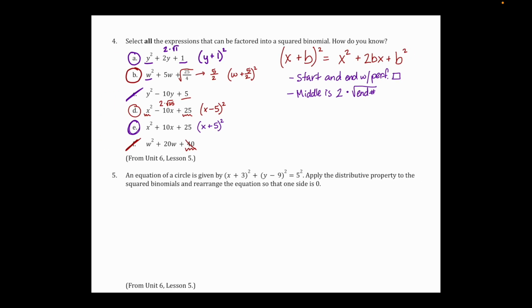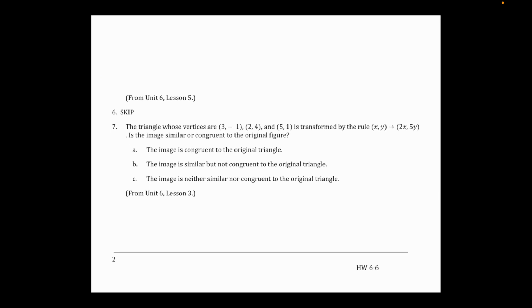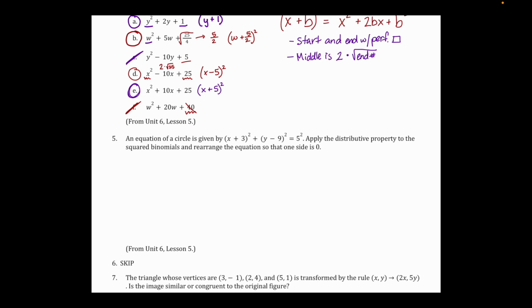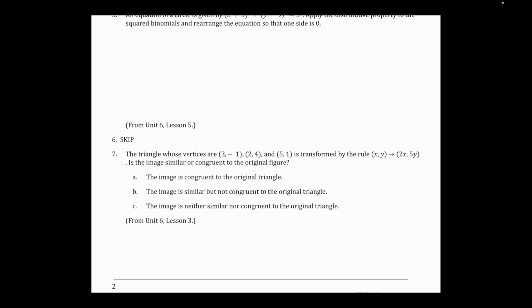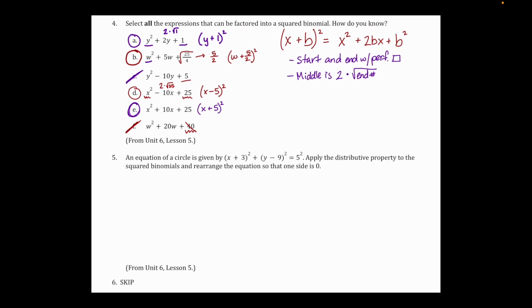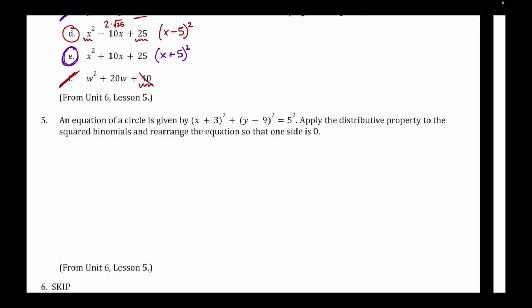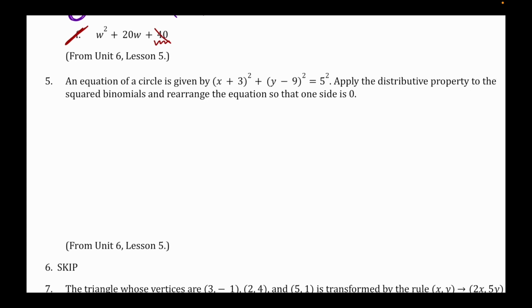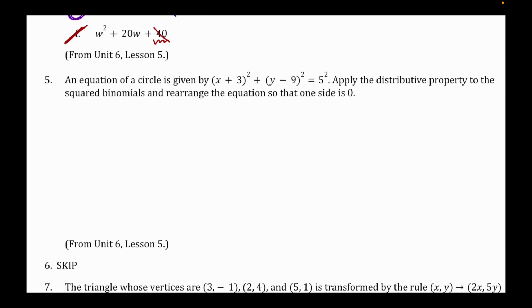And that's number 4. Then we're going to have number 5. We're skipping number 6 and going down to number 7. And I know number 7 is going to be pretty easy to do, or it's going to be quick at least. So number 5 here says an equation of a circle is given by this.